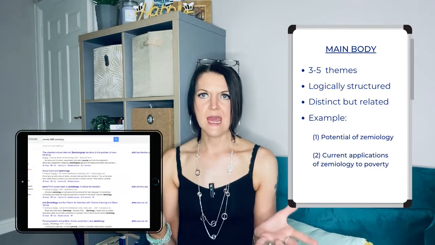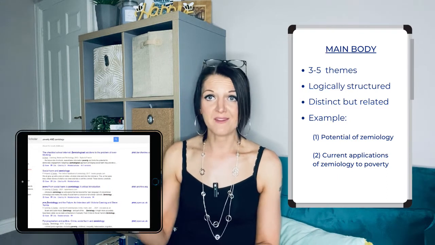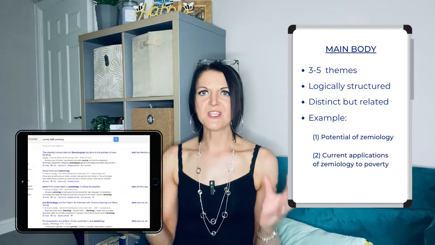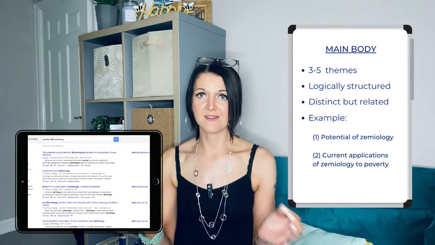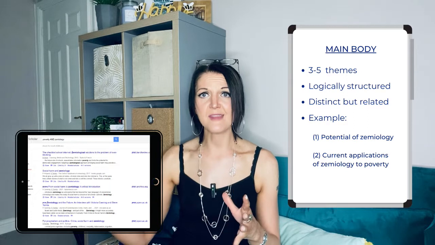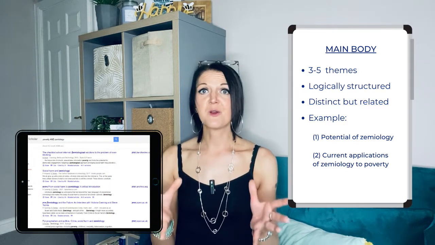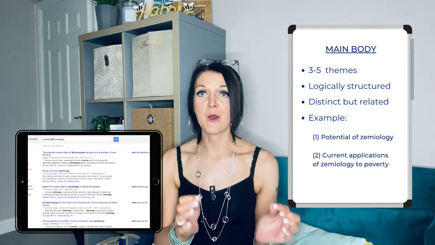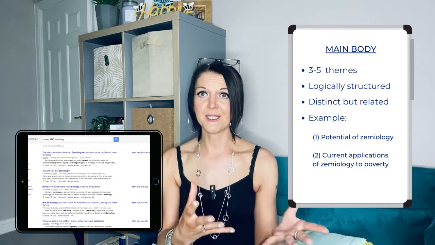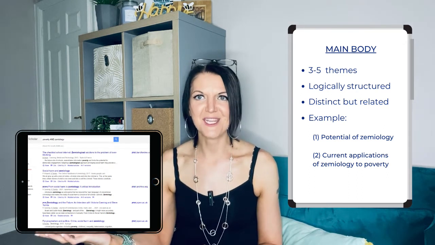What can you see in these items? What is being covered? What topics are emerging? Is zemiology only looking at particular things when it comes to poverty? What patterns and trends can you see in how zemiology is being applied? Here, you're focusing on the practical application of the theory, how it's being used. Is it being used in the way it was intended to be used?